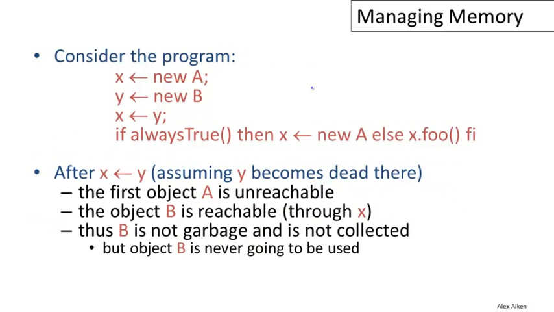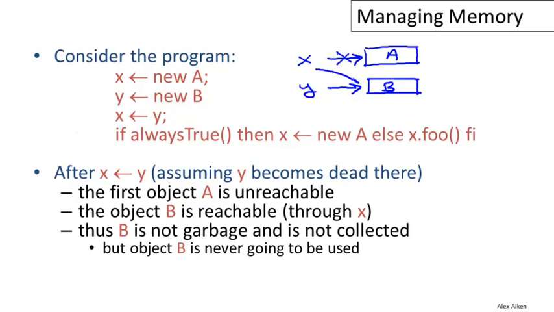So let's take a look at another example that illustrates some interesting aspects of reachability and its use in automatic memory management. So what does this example do? The first thing it does, it allocates an A object on the heap and assigns that to the variable X. So X has a pointer to that object. And then it allocates a B object, and Y will point to that object. And then it assigns the value of Y to X. All right, so we'll have this configuration.